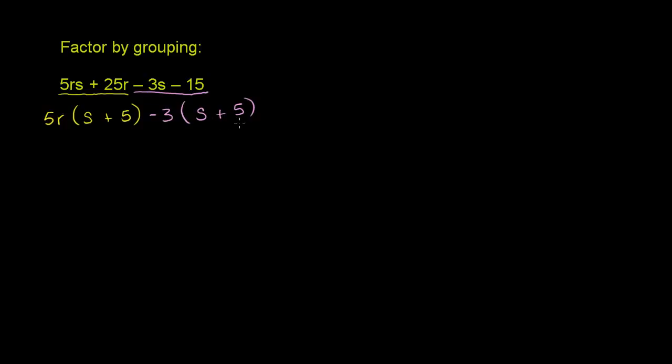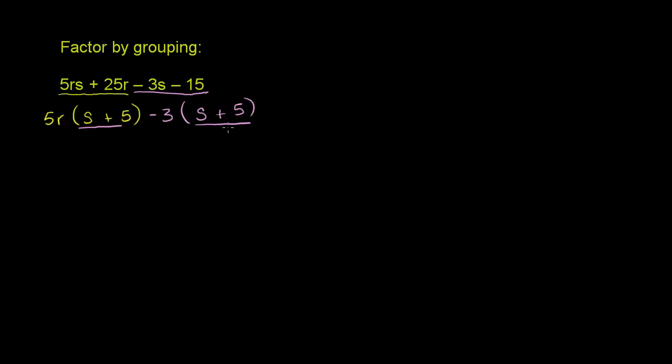And then something interesting might pop out at you. One, you can always verify that you factored this properly by distributing the 5r times s plus 5 and the -3 times s plus 5. You'll get exactly this. But something maybe jumped out at you just now. You have 5r times s plus 5, then you have -3 times s plus 5. So now this expression, we have two terms instead of 4. This is one term, this is another term. And they both have s plus 5 as a common factor.